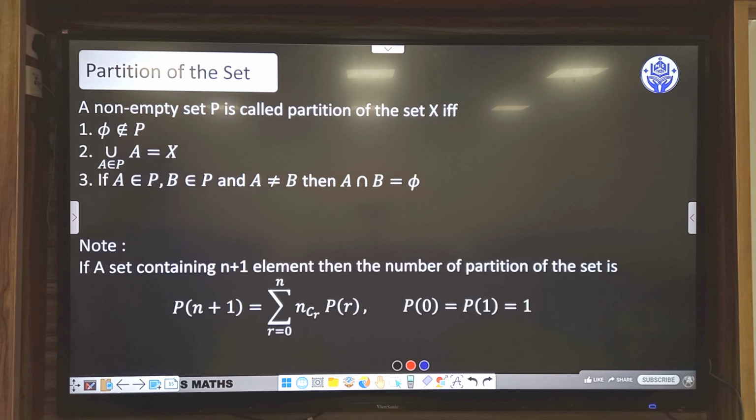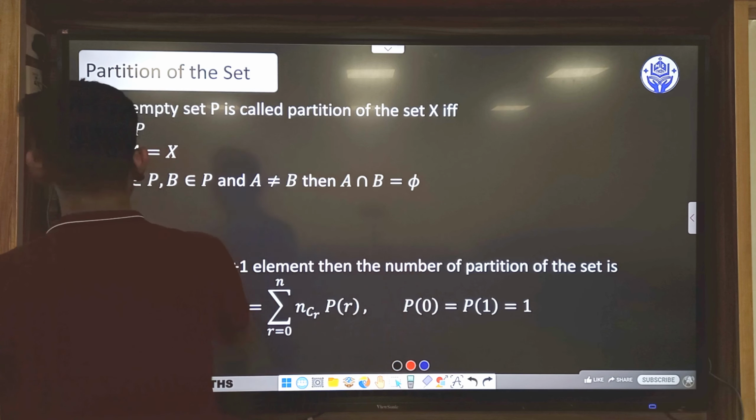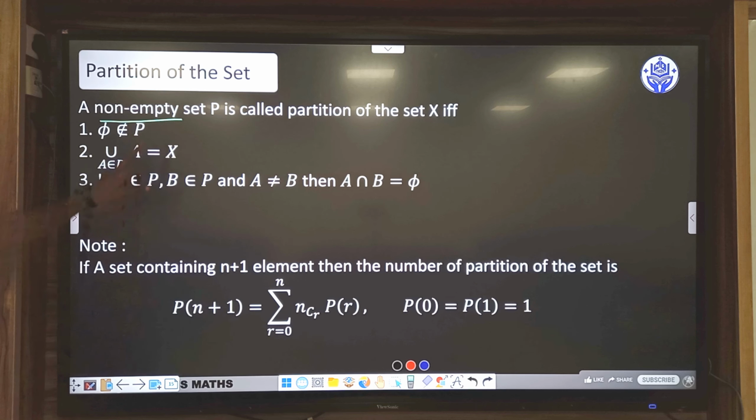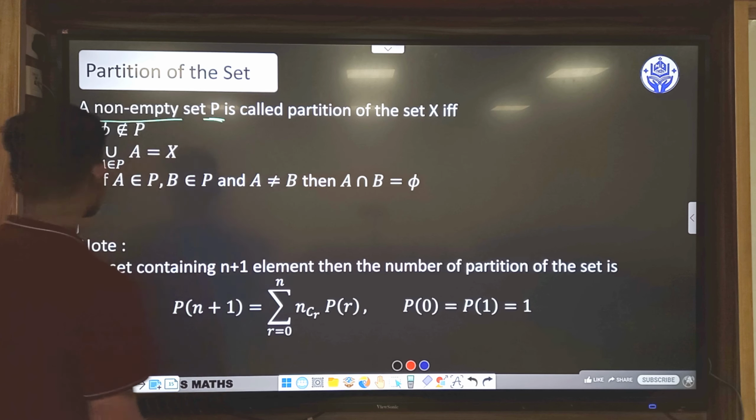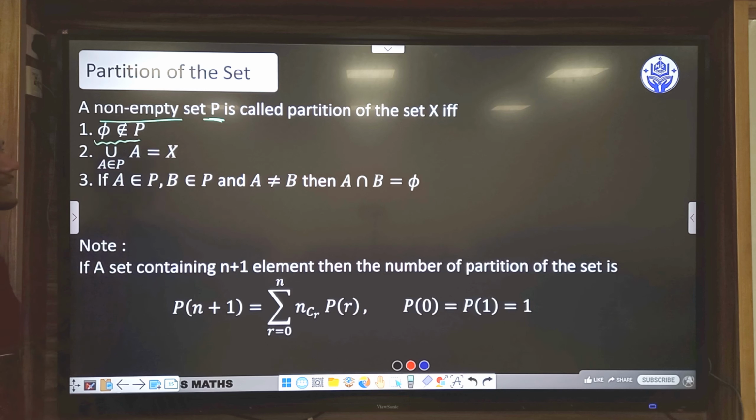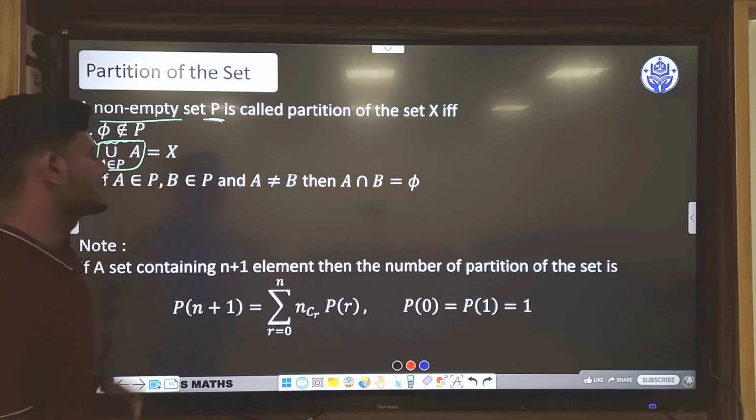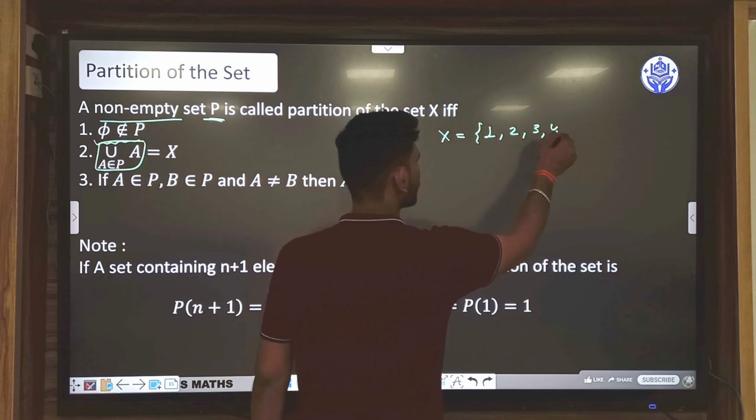Next, we have partition of a set. What do we mean by partition of a set? It means that if you have a non-empty set with at least one element, set P is called a partition of set X (P is the notation) if the empty set does not belong to the partition, and if we take the union of all the parts of that set, it should again be X. Let's say my X equals {1, 2, 3, 4, 5}.